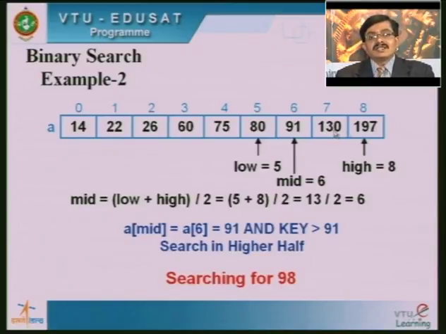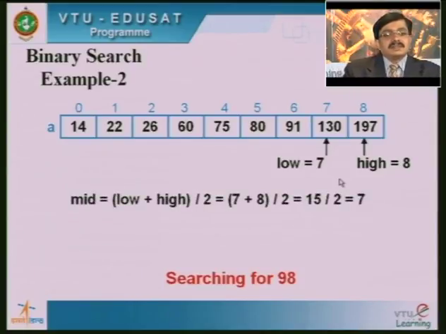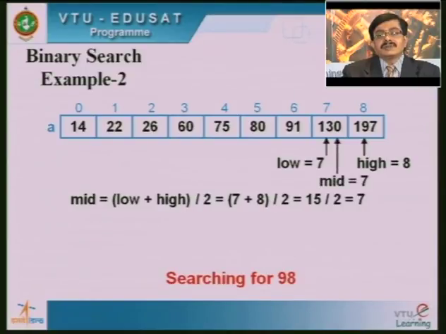In the right array we have 130 and 197. Whenever I am going for the right array, I will keep the higher index as it is, and I will move the lower index to one position after the middle value. Mid value is 6 here. When I move to the right array, the lower index should become 6 plus 1, 7. So you can see the low will become 7 now. Now again we have to compute the mid position. So mid is equal to (low + high) / 2, we get 7 there, and now the mid is pointing to 7.